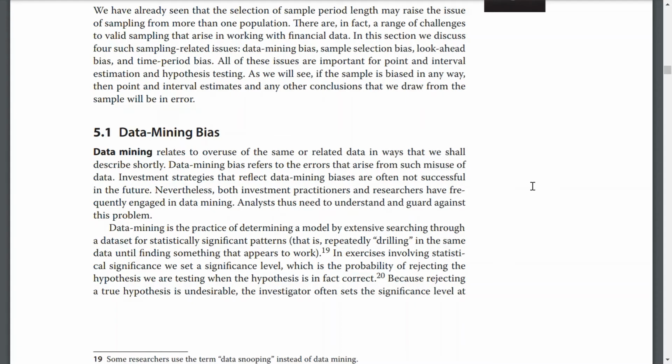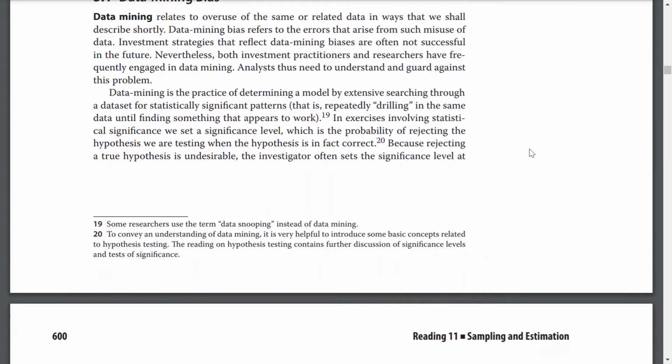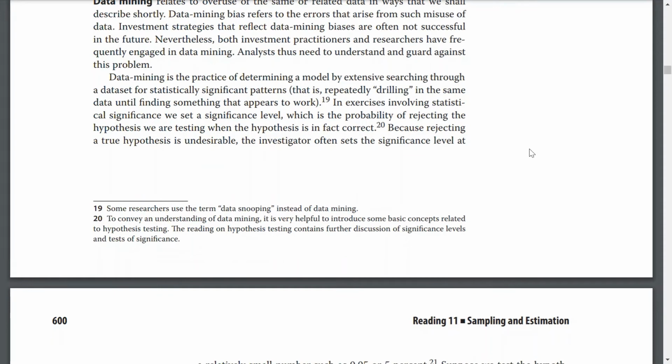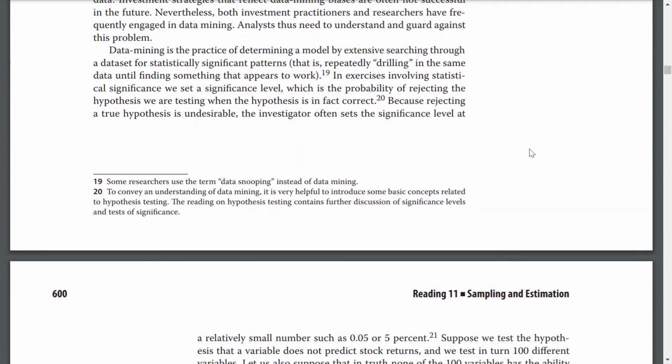In an exercise involving statistical significance, we set a significance level, which is the probability of rejecting the hypothesis when it is true. Because rejecting a true hypothesis is undesirable, the investigator often sets a significance level at a relatively small number, such as 0.05 or 5%.